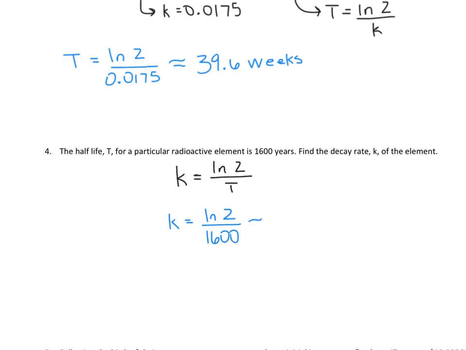Now getting a decimal approximation by putting this in our calculator, this comes out to be a really small number. It is 0.000433 is the decay rate.